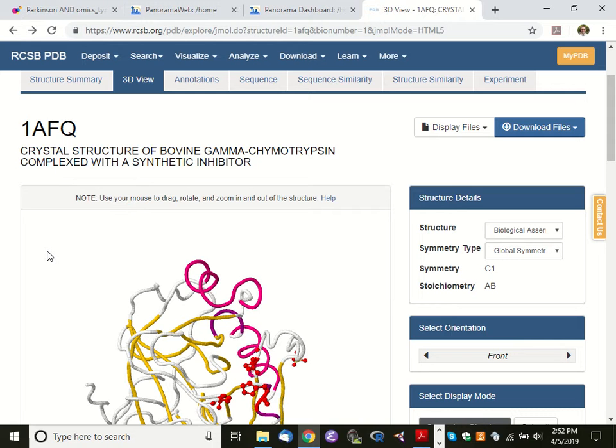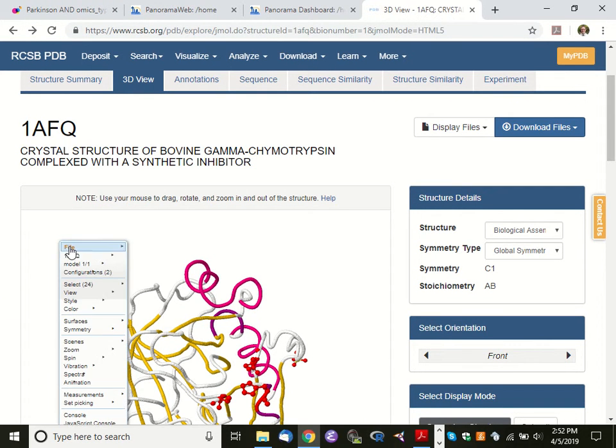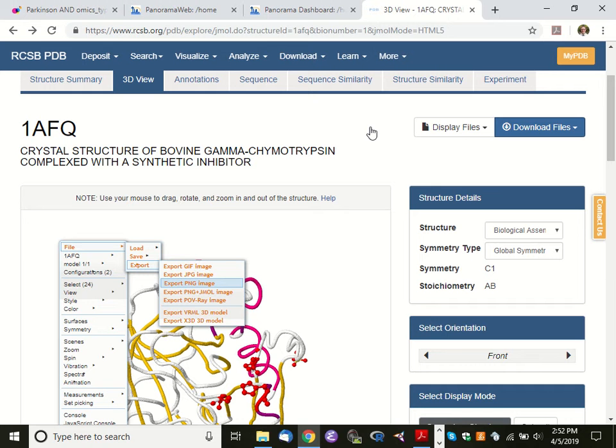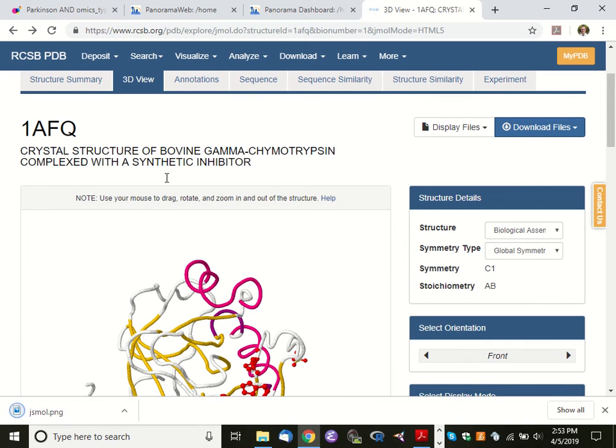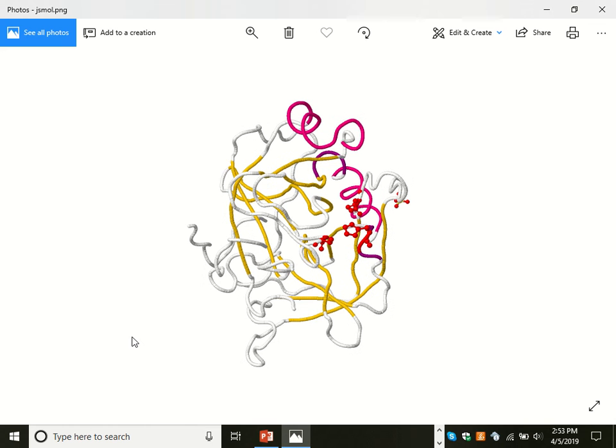I'm going to right-click the image. Oh, no, there it is. Okay, I thought I was defeated. I wasn't. When you right-click, you should get this little image of a menu, and I can export a PNG right here. So if I export a PNG, I'm going to call it JSmall ping, and the next thing I know, I should have a downloaded file. There it is. Now I can go into my software and paste that in and have my very own image of this structure for my poster.